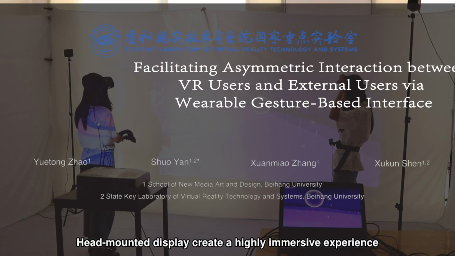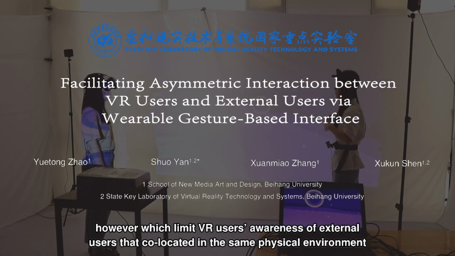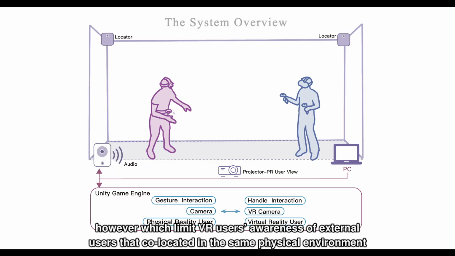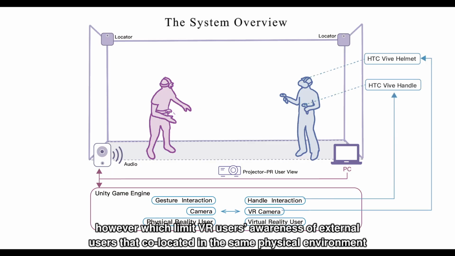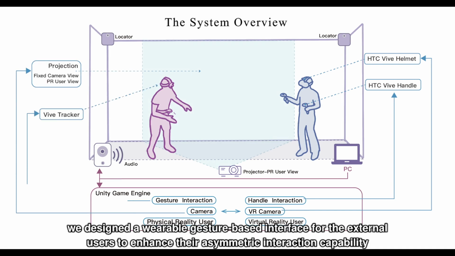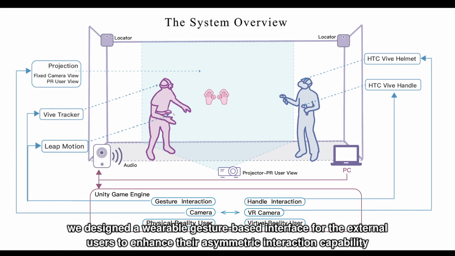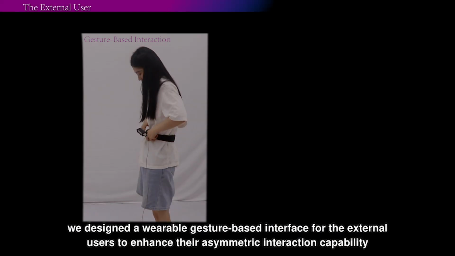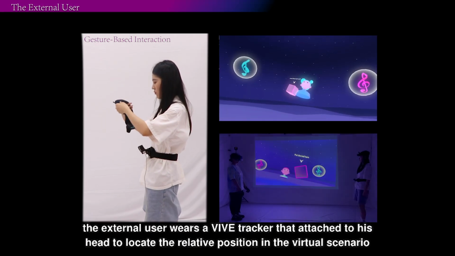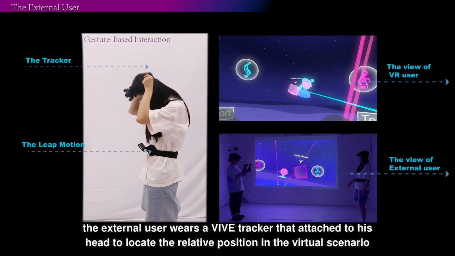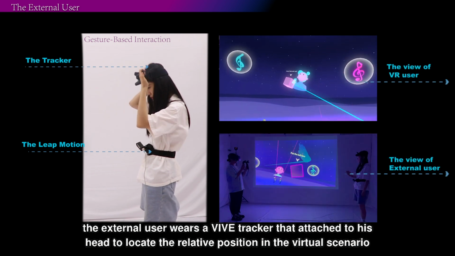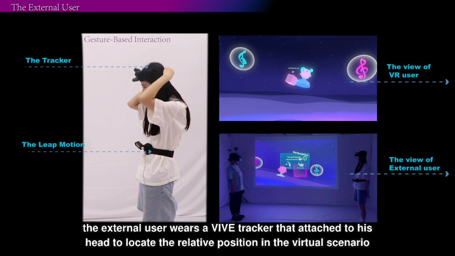Head-mounted displays create a highly immersive experience. However, this limits VR users' awareness of external users who are co-located in the same physical environment. In our work, we designed a wearable gesture-based interface for the external users to enhance their asymmetric interaction capability. In the system, the external user wears a Vive tracker attached to his head to locate the relative position in the virtual scenario.